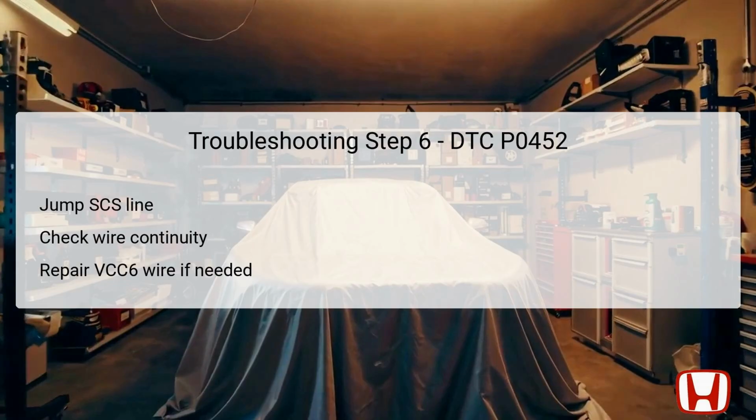At this stage, continue to verify continuity between designated test points located at PCM connector E number 63 and body ground. If continuity exists here, the VCC6 wire is functioning correctly. Yet if it does not, it's imperative to resolve an open circuit within the VCC6 wiring to restore proper functionality.